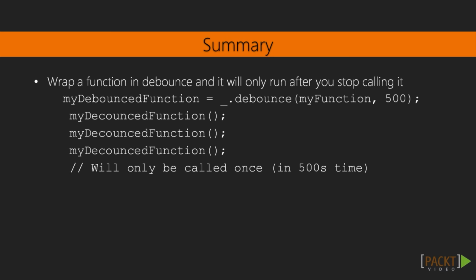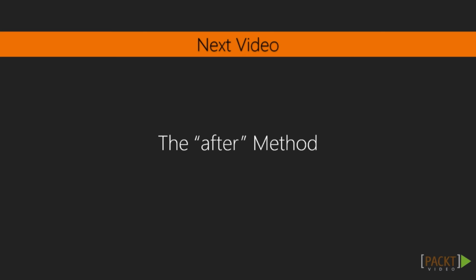In this video, we looked at the debounce method of underscore and how it can be used to make sure that a function is called only after whatever is triggering it has stopped happening. In the next video, we'll be looking at the after method, which lets you make a function that only does something after being called a set number of times.